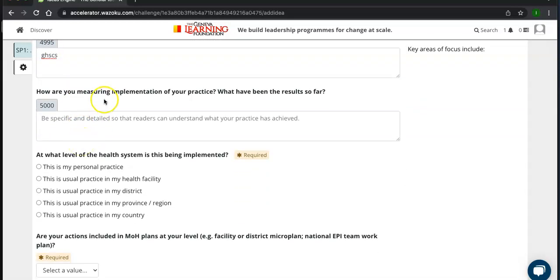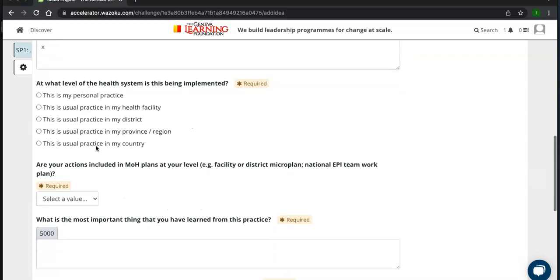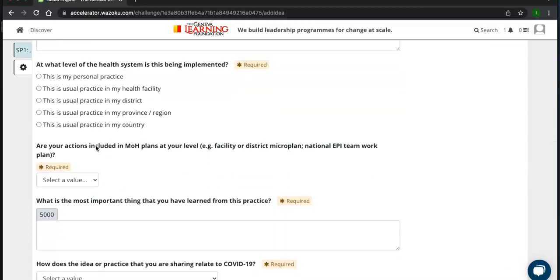Next question. How are you measuring implementation of your practice? What have been the results so far? So if you have some data from implementing this practice, this would be a great place to share them if you can. At what level of the health system is this being implemented? Is it your personal practice? Is it something that goes on in your health facility but not in your district? So give us a sense of where this happens.